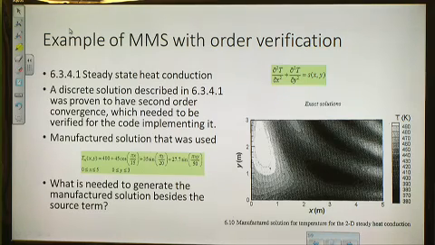And what I'm asking you is what is needed to generate the manufactured solution beside the source term. That is, if we take the code and want the computer code to generate this solution, we can plug it into the differential equation and calculate the sum of the two second derivatives and calculate S, which would be what we'll have to apply in terms of temperature flux applied at different points. What else would we need to do?